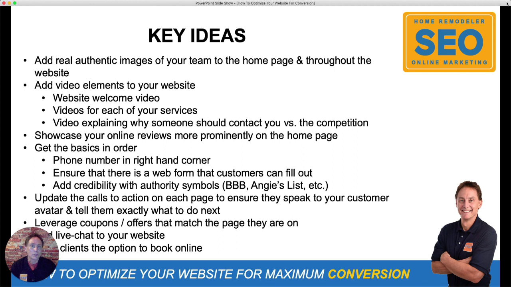So we've gone over the 12 critical elements to optimizing conversions on your website: being authentic with pictures and videos on your website, showcasing your online reviews that are verified reviews, getting the basics in order, like having a phone number in the upper right-hand corner, having a web form for customers to fill out, adding credibility to your website by use of association logos and similar. You also want to make sure that you have relevant calls to action on your website to get people to call you and book an estimate, maybe offering them a discount for certain services, possibly a seasonal offer.